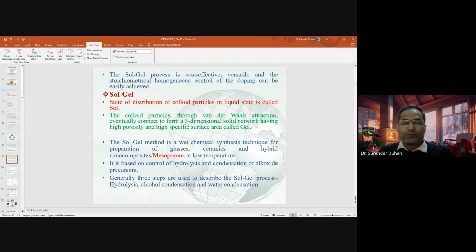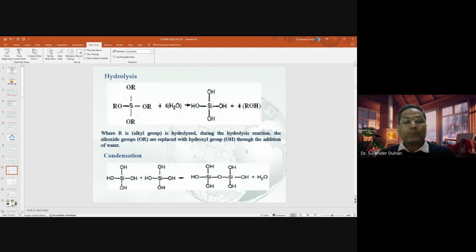Generally, three steps are used to describe the sol-gel process: first, hydrolysis, alcohol condensation, and water condensation. This is the first step, hydrolysis. Here, the alkyl group is hydrolyzed during the hydrolysis reaction. The alkoxide groups are replaced with hydroxyl OH groups through the addition of water.